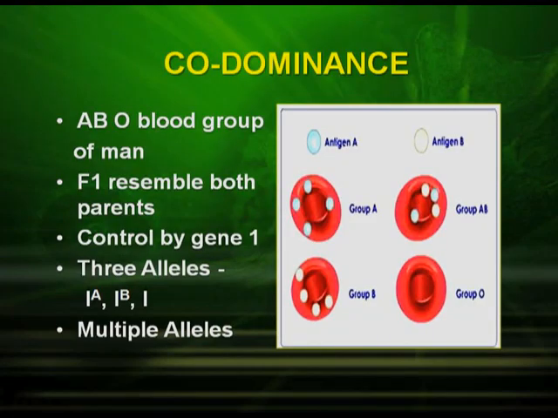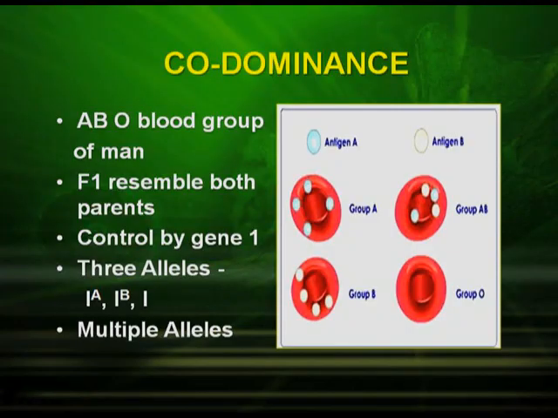Now let's have a very interesting phenomenon which is called codominance. Initially you have seen that in incomplete dominance, the red color was not completely dominant over the white and we got an intermediate color. But in this particular case, which is a genetic mechanism which operates in the ABO blood group of men, the F1 resembles both parents. That means both have an equal share. So they are controlled by a gene of 3 alleles, IA, IB and i. So this particular character has 3 alleles instead of 2. So it is a case of multiple allelism.